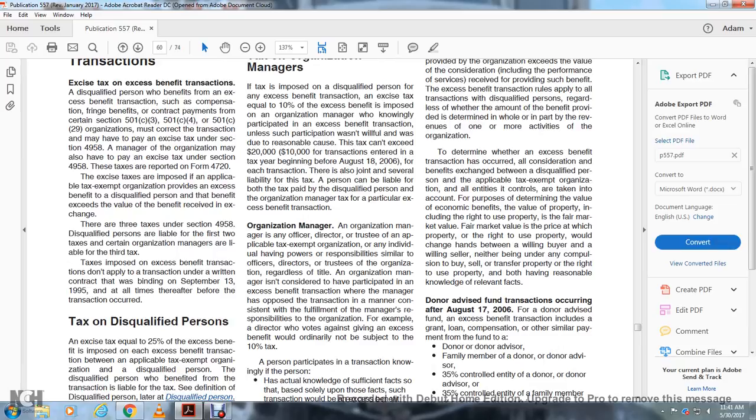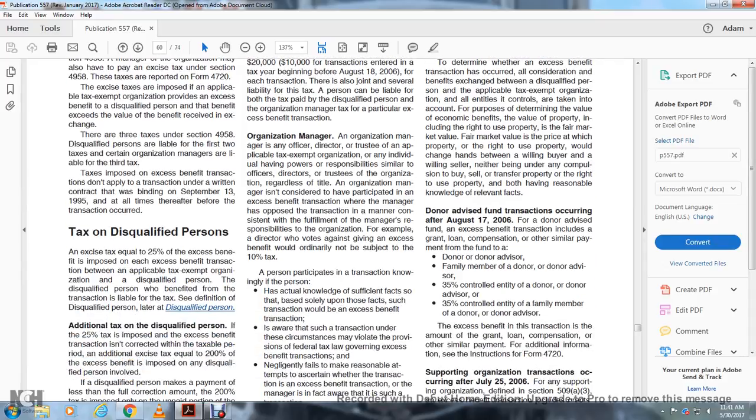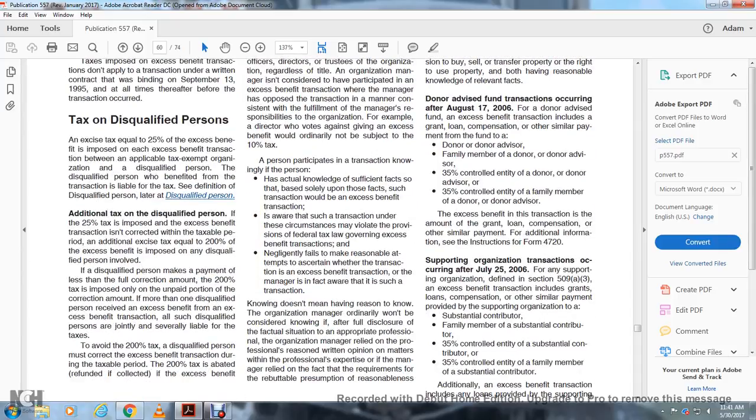For the first two taxes, certain organization managers are liable. The excess benefit transaction rules do not apply if the transaction was under a written contract that was binding on September 13th, 1995, and at all times thereafter before the transaction occurred. Now, taxes on the disqualified person.